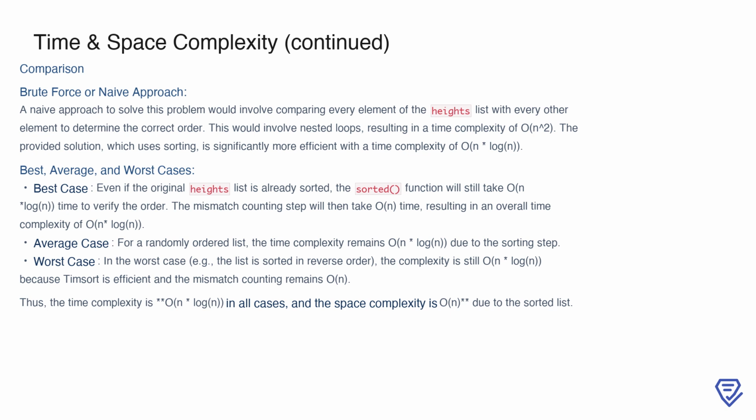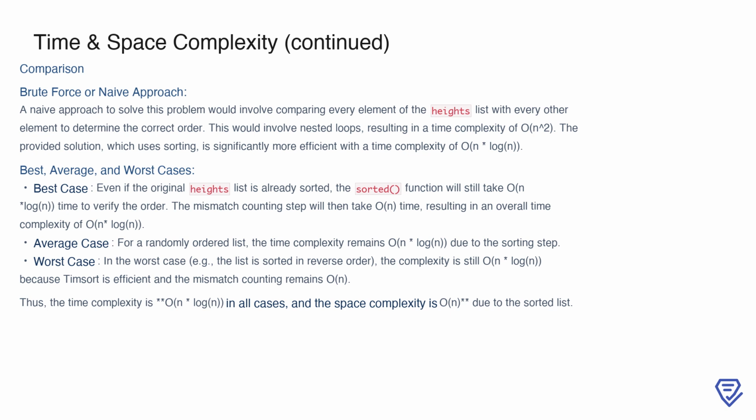When comparing this solution to a brute force approach, the difference in efficiency becomes clear. A naive solution might involve nested loops, where each element in the heights list is compared with every other element to determine the correct order. This would result in a time complexity of O(n squared). In contrast, the provided solution is far more efficient, achieving O(n log n) due to the use of sorting.